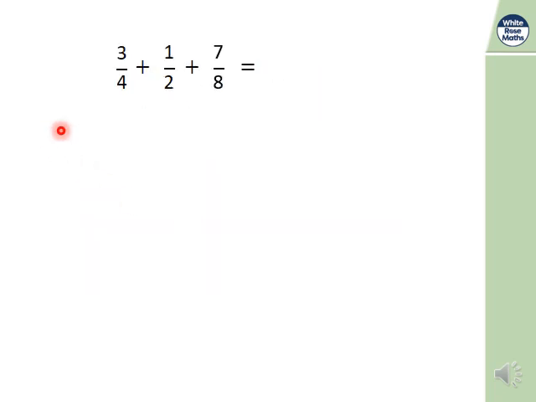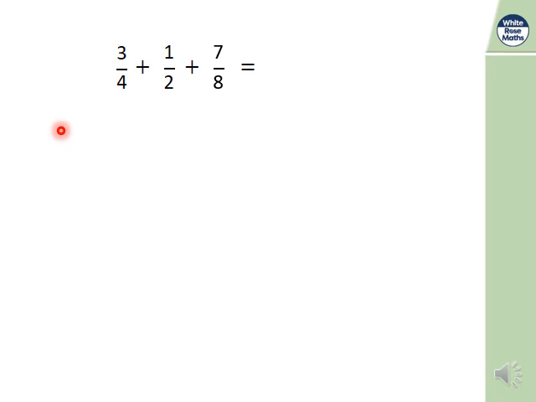Let's have a look at this problem. I want you to try and do this one by yourself. You've got 3/4, add a half, add 7/8. Pause the video and have a go. How would you answer that one? You can draw some fraction bars to help you if you want to. Pause the video and have a go. Let's have a look and see.